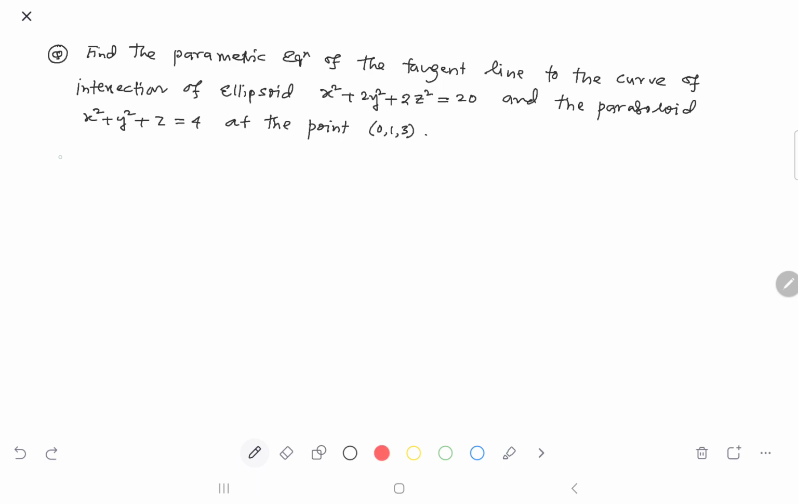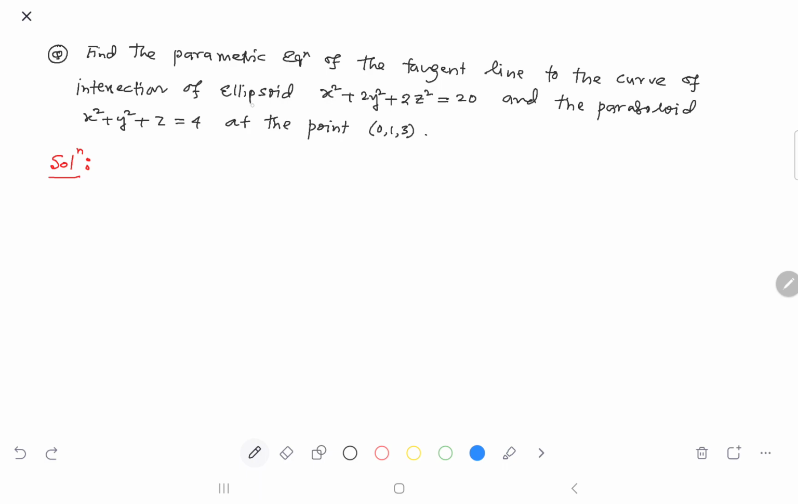Yes. So we have two surfaces. These two surfaces intersect along a curve. We will calculate the tangent line of that curve at the point (0, 1, 3). So before writing down the steps, let me draw a picture for your understanding.